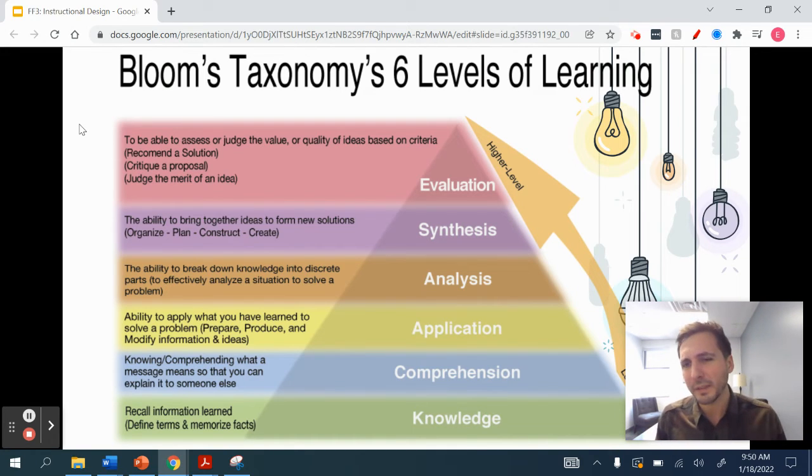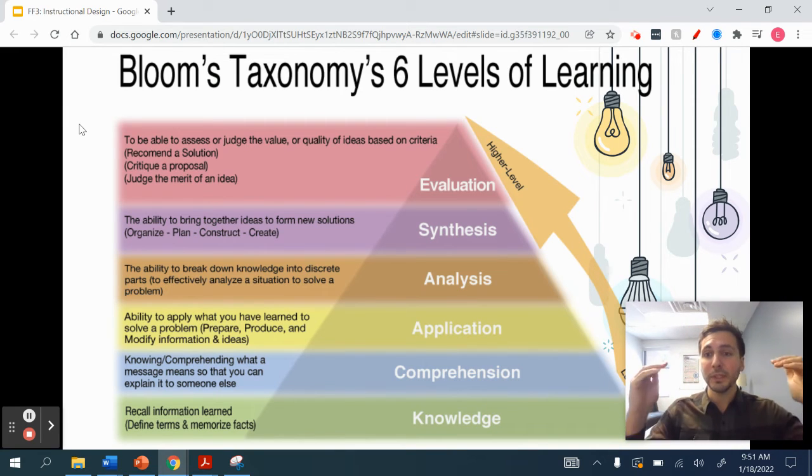Or am I spending most of my time down at the bottom with knowledge and comprehension? So I think something that people often forget is this is a pyramid where things build upon each other. So think of this as building your knowledge base on content, right? So at the very bottom, you have knowledge, which is recalling information. That's where you're defining terms, memorizing facts.